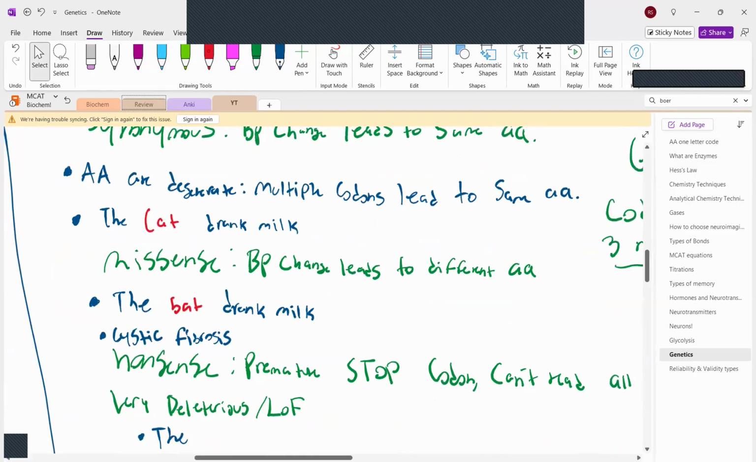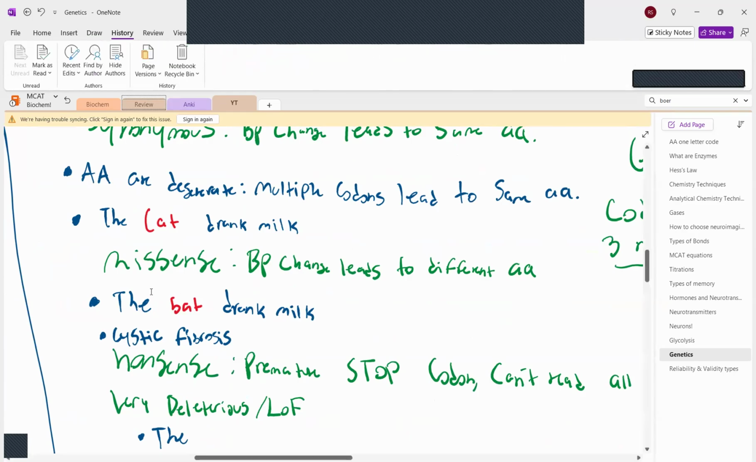And then there's missense mutations. That's when the base pair change leads to a different amino acid. So for example, I had the cat drink milk up there, and now I have the bat drink milk. Typically missense mutations aren't super loss of function, but they can be.